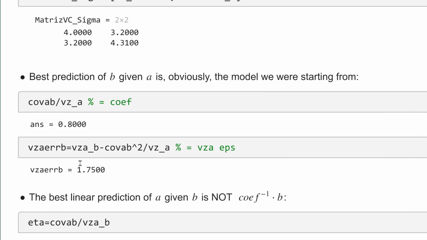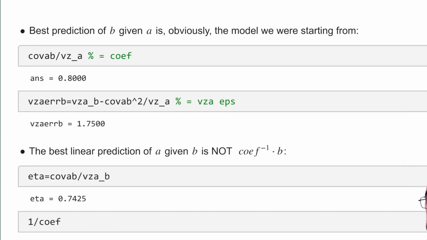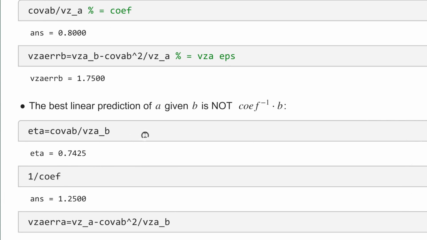Good, but now let's get the inverse model, which is the tricky thing. If I now estimate A given B, then the coefficient of the optimal prediction is 3.2 divided by 4.31, which is 0.74. Note that if B was 0.8A, algebraically, we would think that A would be B divided by 0.8, this 1.25. If this was 0.8, then B divided by 0.8 would give me A. But this is not true in a statistical sense. And the optimal prediction of A is B times 0.74. This is not the inverse of this.